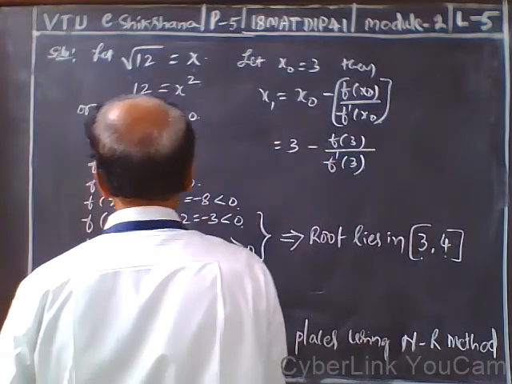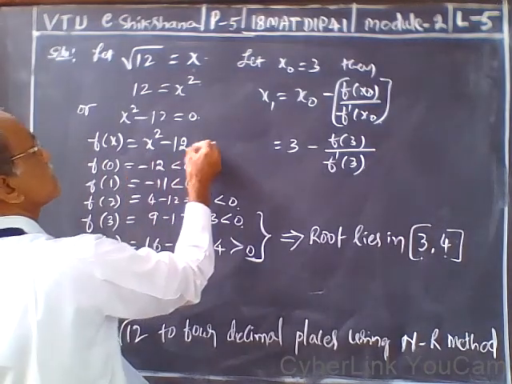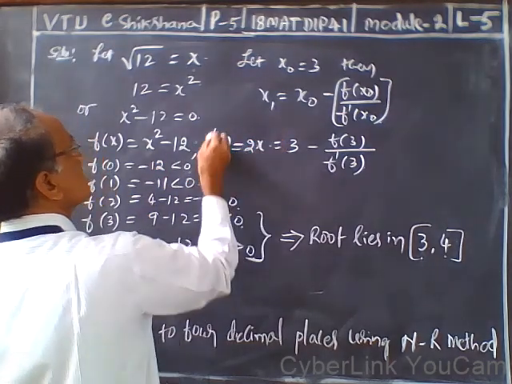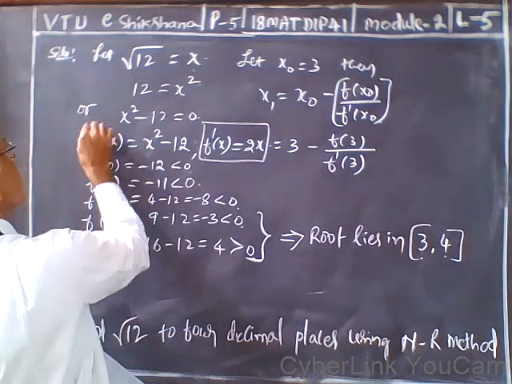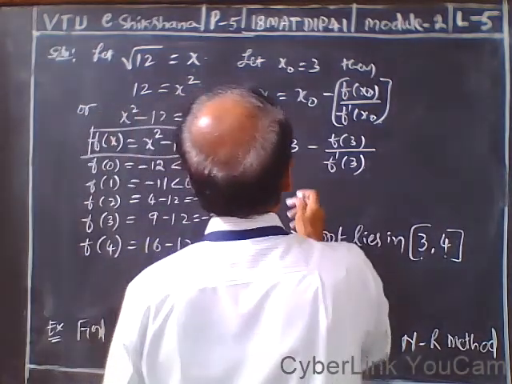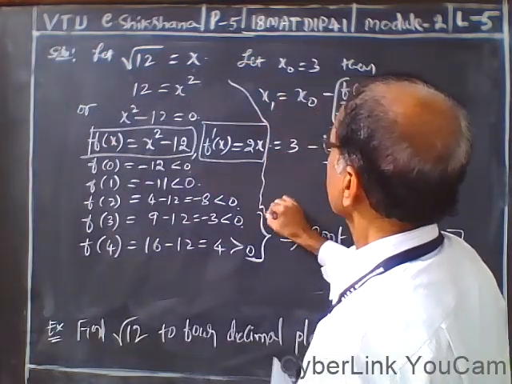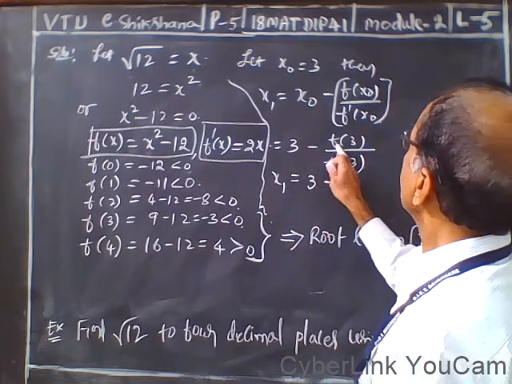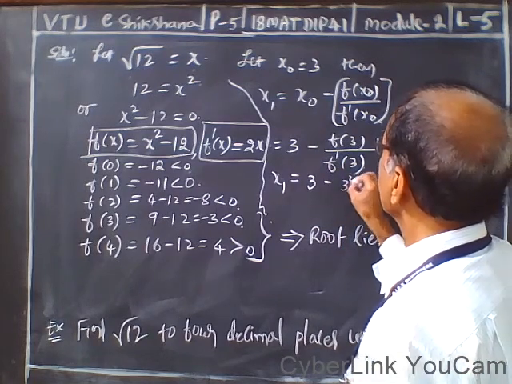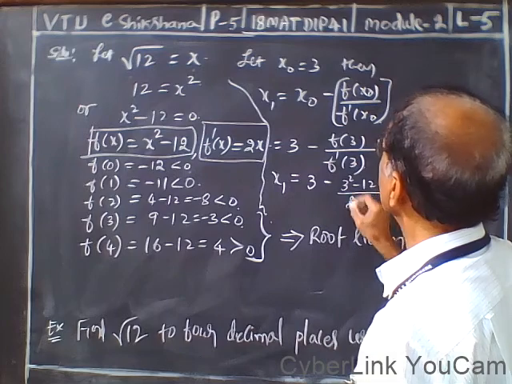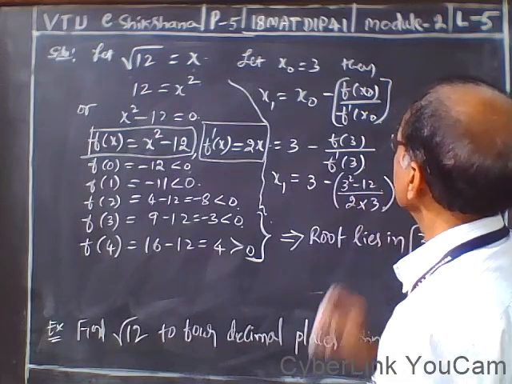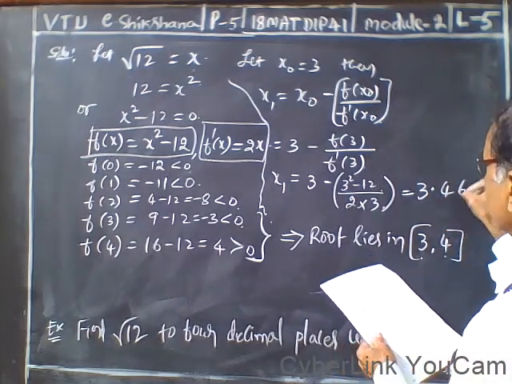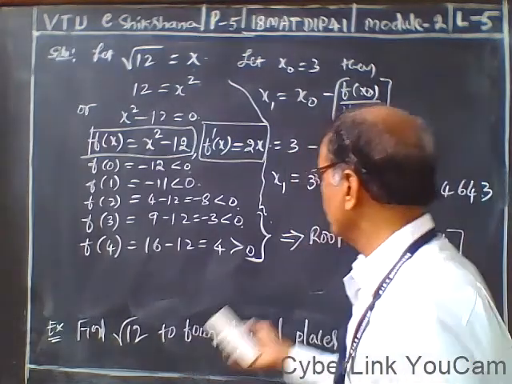What is f dash of x? Here this is your equation, f of x is x square minus 12, then f dash of x is equal to 2x. You have to substitute in this first approximation: it is 3 minus f of 3, that is 3 square minus 12, divided by 2 into 3. Then you have to verify. So this comes to be 3.4643. This is the first approximation.